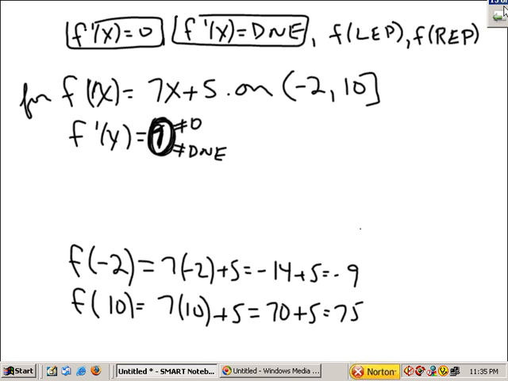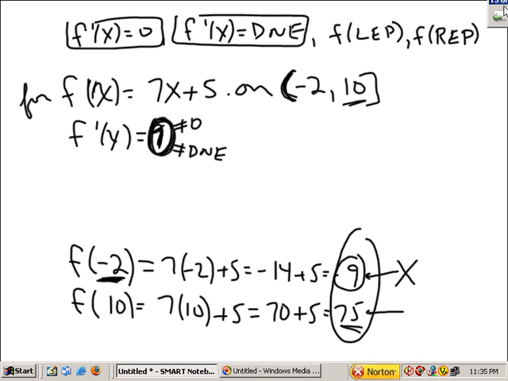Now, you look at all of these numbers. That's the largest, that's the smallest. 75 is a possible max, and -9 is a possible extreme. But we rule out the -9 because we can't let x be -2. Since the interval says do not include -2, but do include 10, the f of 10, that's your max. You have a max at the x value, comma, the y value.